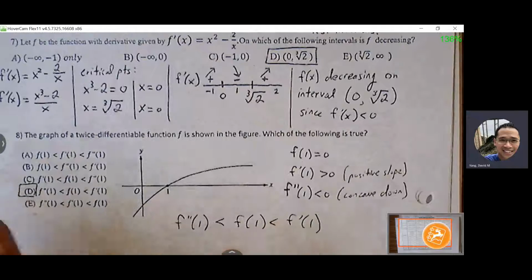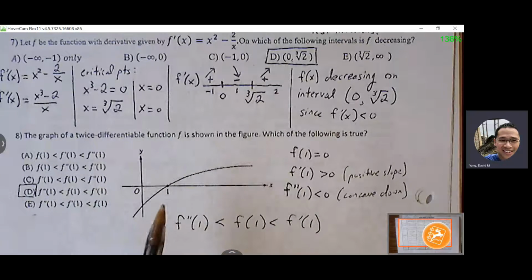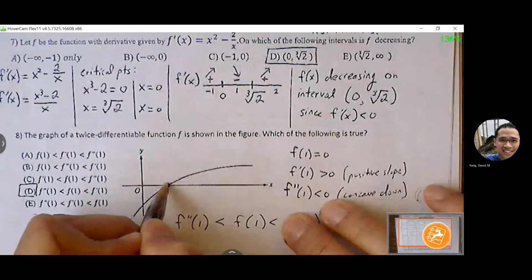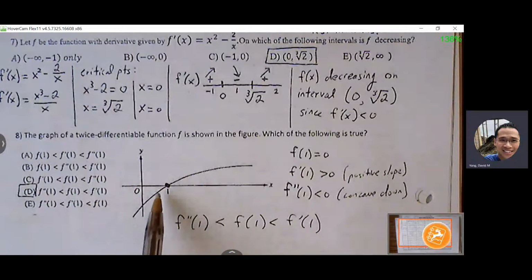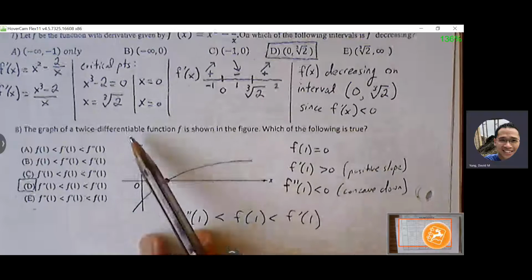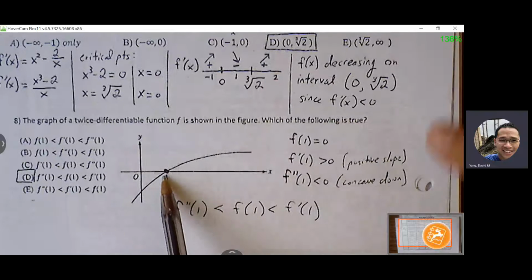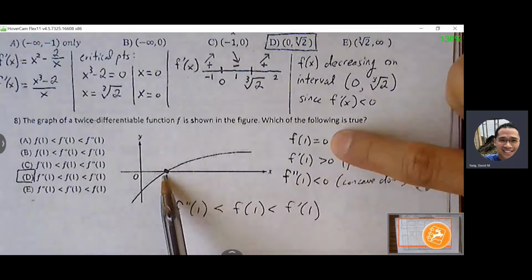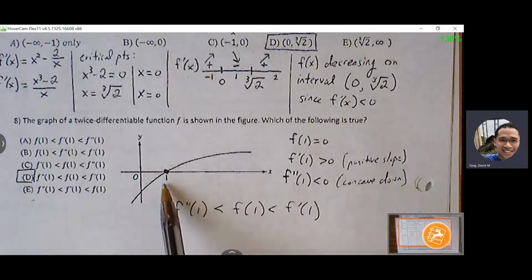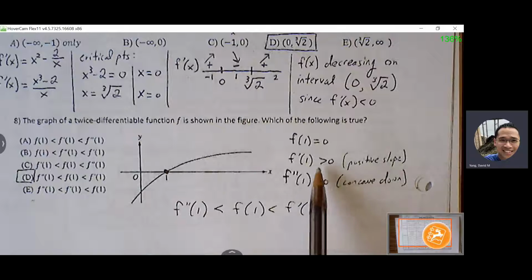Okay, number 8, which of the following is true about 1? So it's asking you to compare the y value, the slope, and the concavity. So we know the y value, that's just 0. That's just a y x-intercept, right? We know the slope at 1 is positive. We don't know the exact value, but we know it's positive, so we can kind of put that information down.